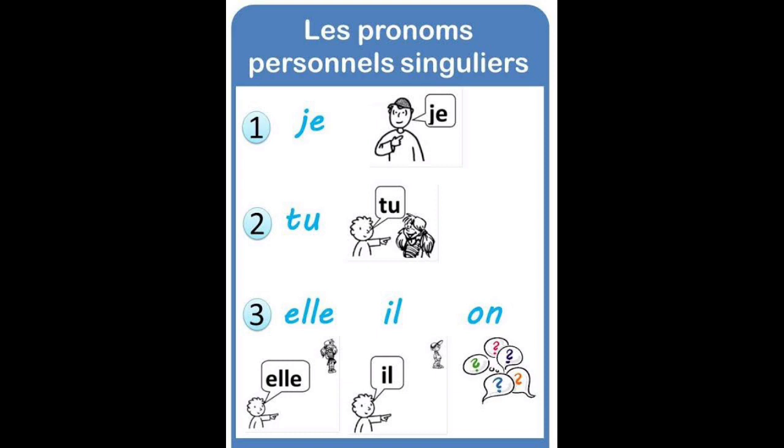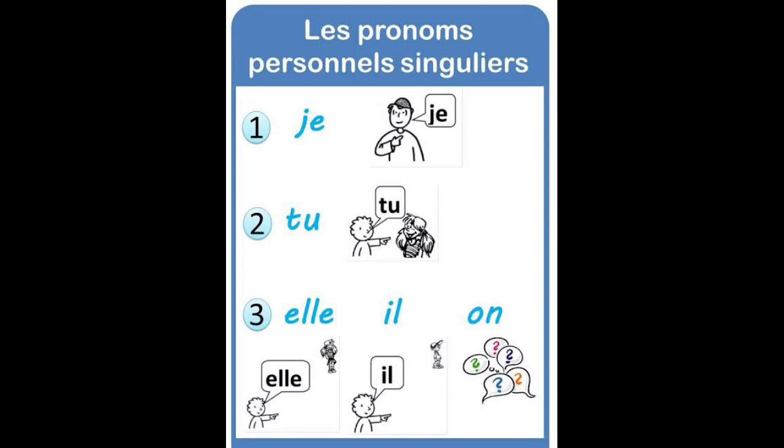We use the indefinite pronoun on when we want to talk about something or someone that we don't know his gender or his number. So the two elle and il can be replaced by she and he. Those were the pronouns of singular. As we said, there are 3 pronouns. The first person, je, the second person, tu, the third person, il, elle, on.